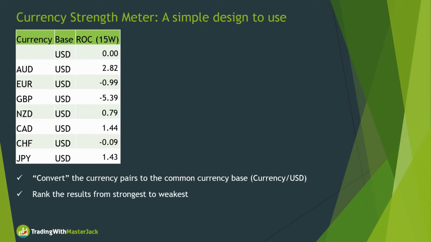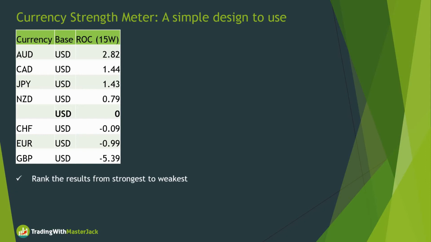And then we have to rank the results from the strongest to the weakest. Naturally, if you're using a spreadsheet, you can just automatically let it rank it for you, and that's what I did. And then basically we get it like this, where the Australian dollar is the strongest pair with 2.82, and the weakest pair being the pound to US dollar of minus 5.39.